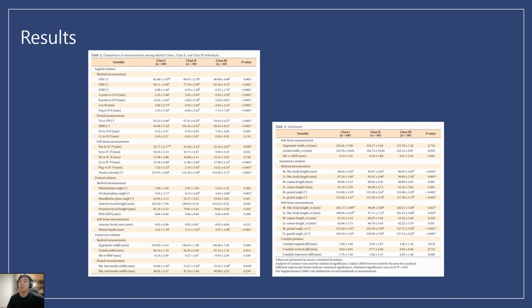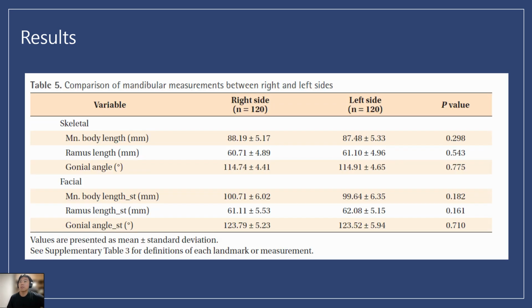Asymmetry analysis of the mandible and soft tissues revealed significant differences in mandibular body length and gonial angle, with the skeletal class 3 group showing higher values compared to the skeletal class 2 group. Condyle position was not significantly different among the groups. In the comparison of bilateral mandibular measurements between right and left sides, since symmetric individuals were included in the study, no statistically significant differences were found between the right and left sides.